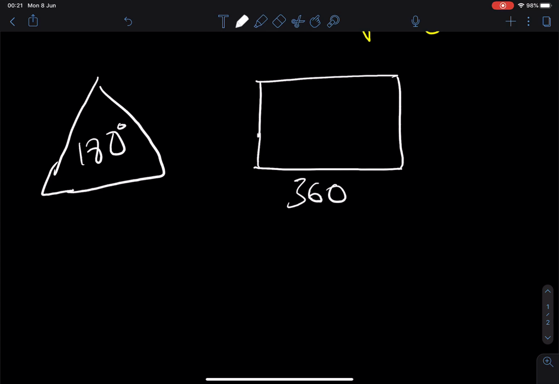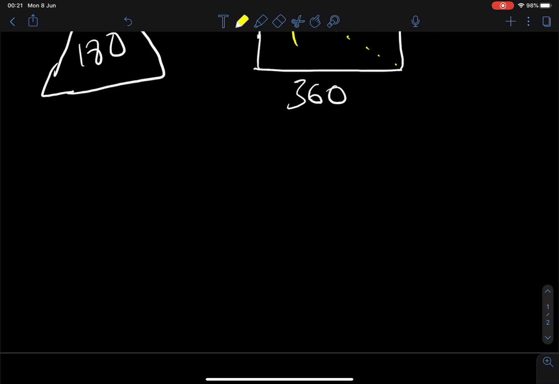Now, why is that? What you can actually notice is if I focus on one point on this rectangle and start drawing lines from corner to corner, from that one point, I can make two triangles. If each triangle is 180 degrees, then two triangles must be 360. Now let's see what we notice.